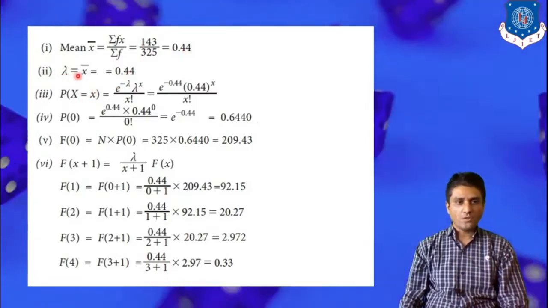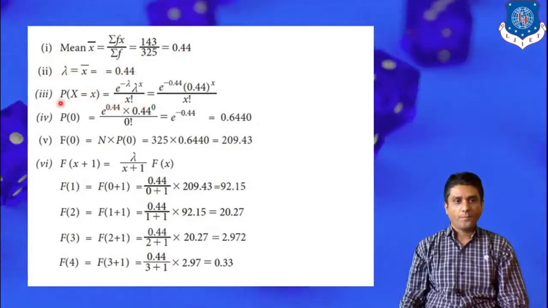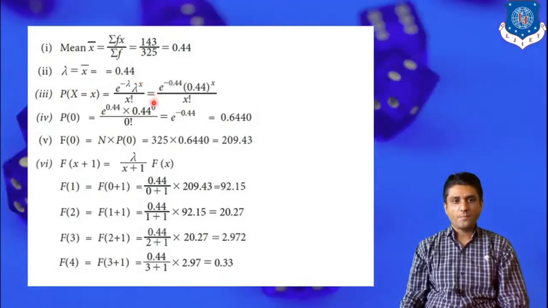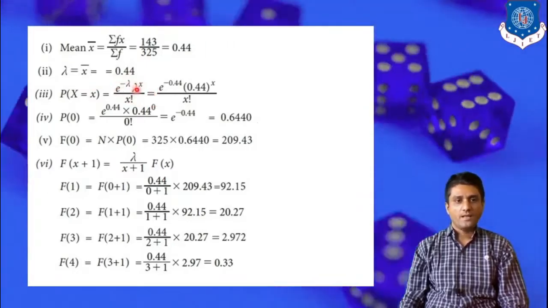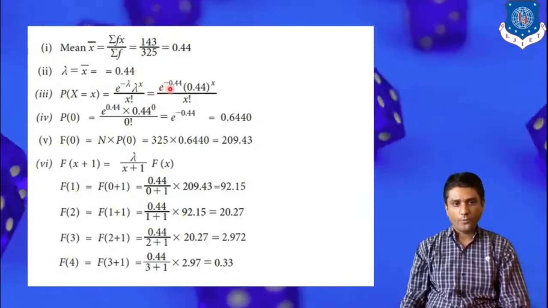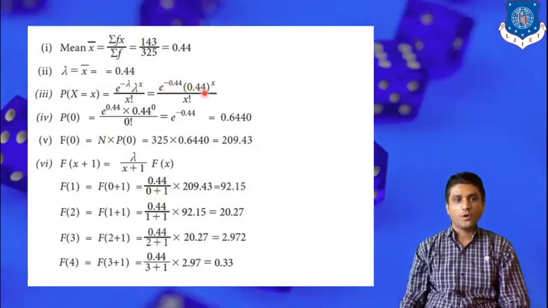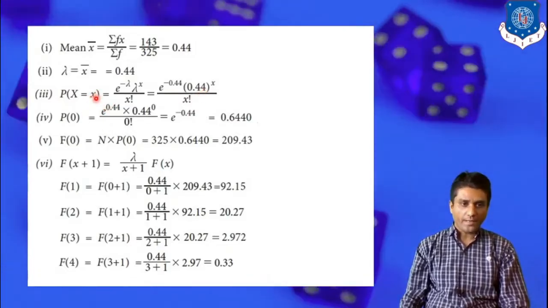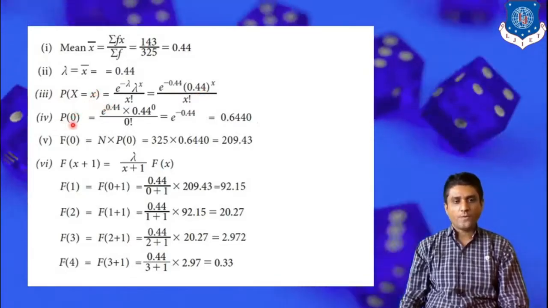Next, we have to write down the probability mass function. P of x, that is the probability mass function, is e raised to minus lambda, lambda raised to x upon x factorial. So lambda is 0.44, so we just have to plug in the value of lambda. Next, we plug in the value of x as 0 to obtain P of 0.